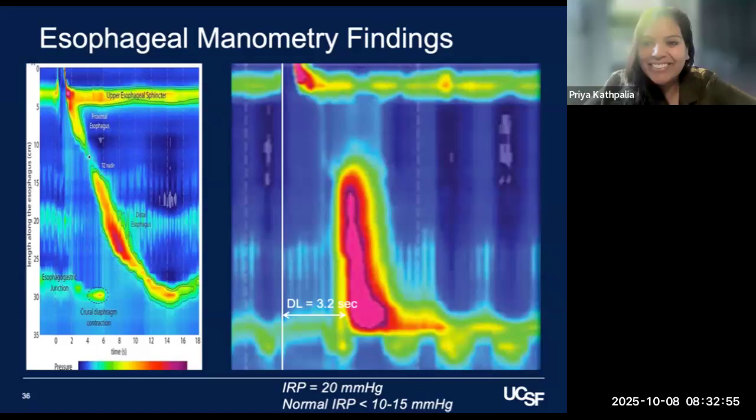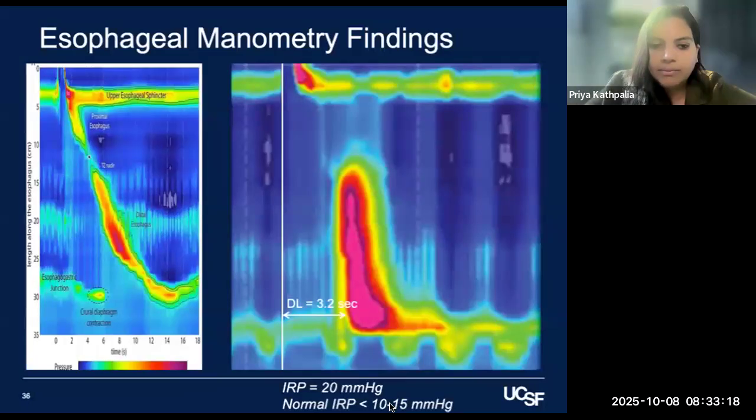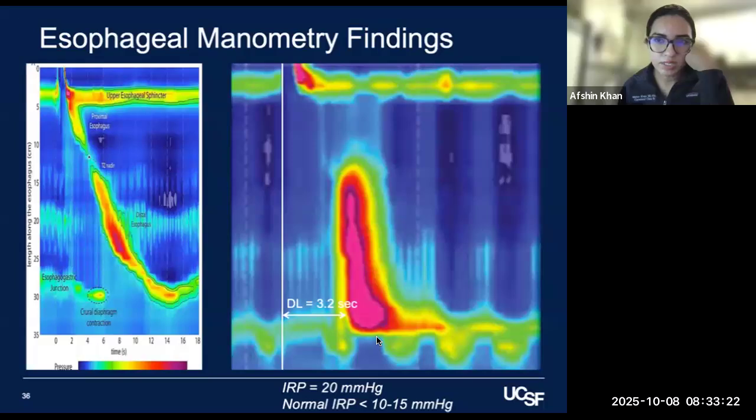Sure. So I'm seeing down my screen. I can't see the bottom half, but I think IRP was elevated at 20. So it automatically goes to that left wing of the Chicago classification. So patient may have achalasia versus EGJOO. Okay. Distal latency is 3.2 seconds, which normal is less than 4.5, so meets criteria.